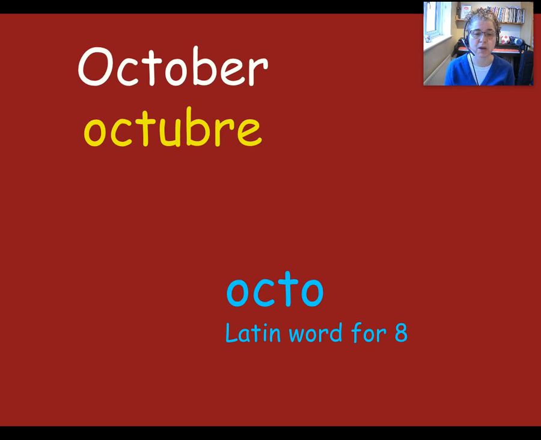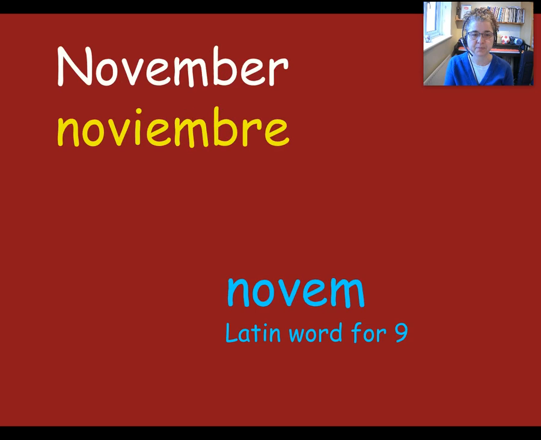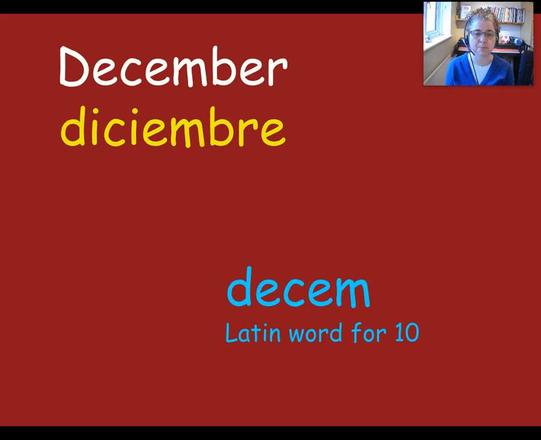Similarly, October, octubre, is named after octo, which is the Latin word for the number 8. But of course, now it's the 10th month because January and February were added later on. November, or noviembre, is named after novem, which is the Latin word for the number 9, but of course now it's the 11th month. And finally, December, diciembre, is named after decem, which was the Latin word for the number 10, because it used to be the 10th month, but now, of course, it's the 12th month.